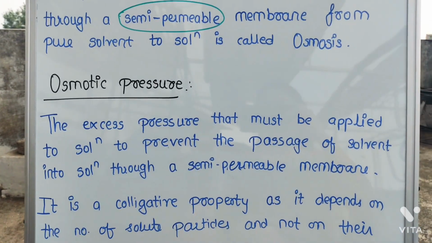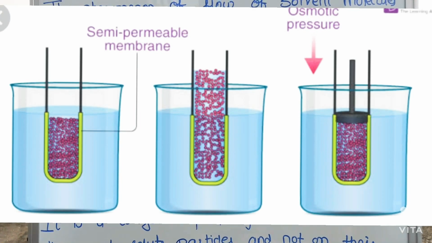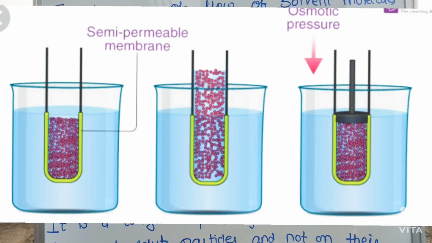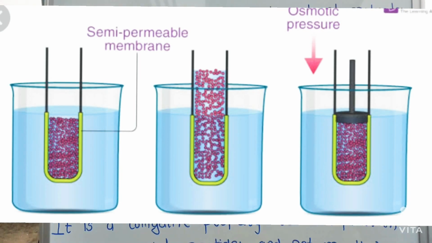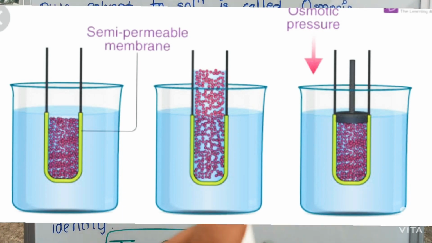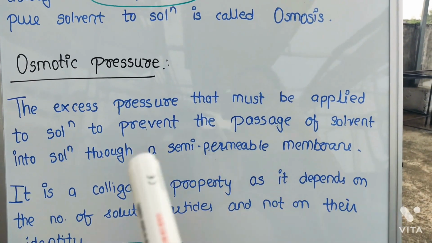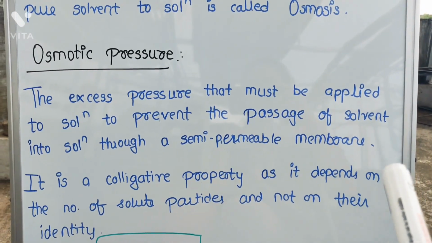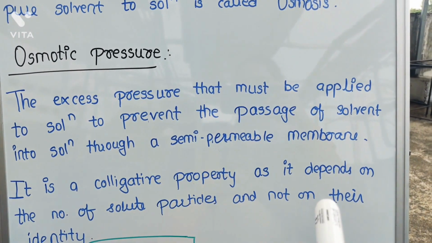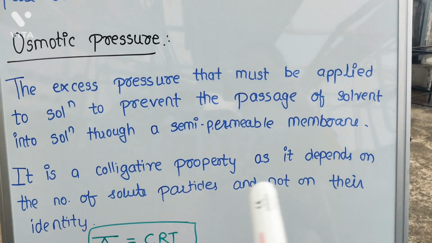Next is the osmotic pressure. Osmotic pressure is the pressure required to stop water from diffusing through a membrane by osmosis. It is determined by the concentration of solute. The excess pressure that must be applied to a solution to prevent the passage of solvent into the solution through a semi-permeable membrane is called the osmotic pressure. It is a colligative property as it depends on the number of solute particles and not on their identity.